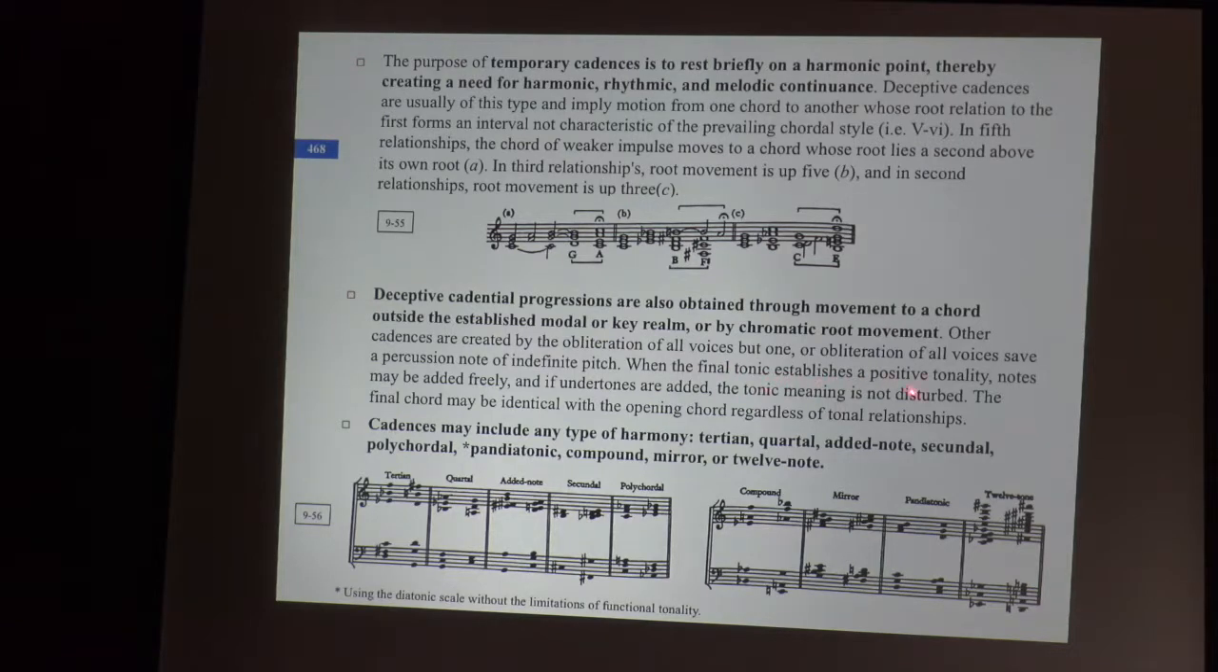When the final tonic establishes a positive tonality, notes may be added freely, and if the undertones are added, the tonic meaning is not disturbed. The final chord may be identical with the opening chord regardless of tonal relationships. So cadences may include any type of harmony. Tertian, thirds, fourths, added notes, seconds, secundal, polychordal, pandiatonic. We did not discuss that. This is a later chapter. That's when you use a diatonic scale without functional tonality. He's got a whole bit about that. Compound, mirror, or 12-tone. Any of these examples will represent cadences.